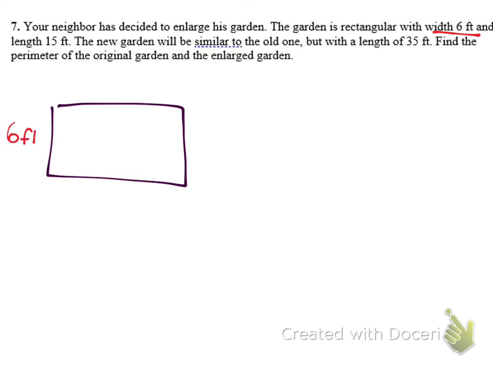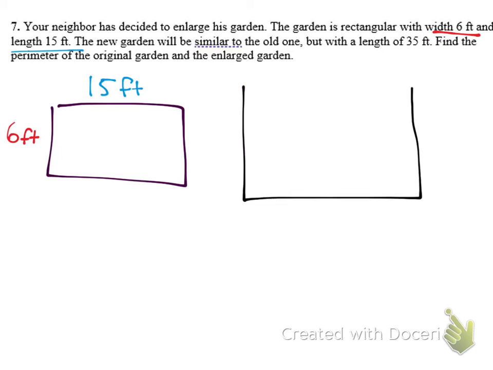6 feet, and a length of 15 feet. The new garden will be similar to the old one. So what shape will our new garden be? It'll also be a rectangle. It's just going to be bigger.